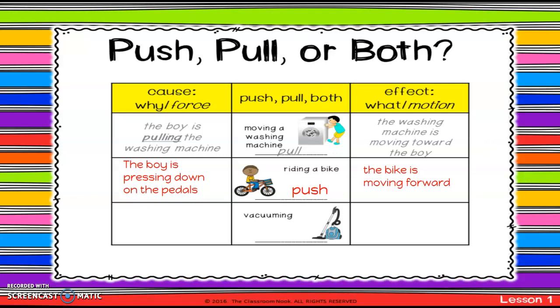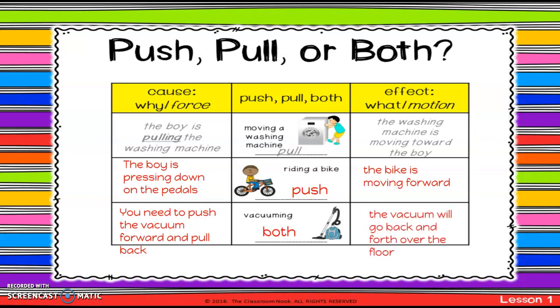Our next example is a vacuum. When you vacuum, do you pull it towards you? Or do you push it away? Well, let's see, you need to push it away, but then you pull it towards you. So this is an example of both. It is both a push and a pull, and the effect is that the vacuum goes back and forth. Again, pause now and complete this on page 2 of your student activity packet.